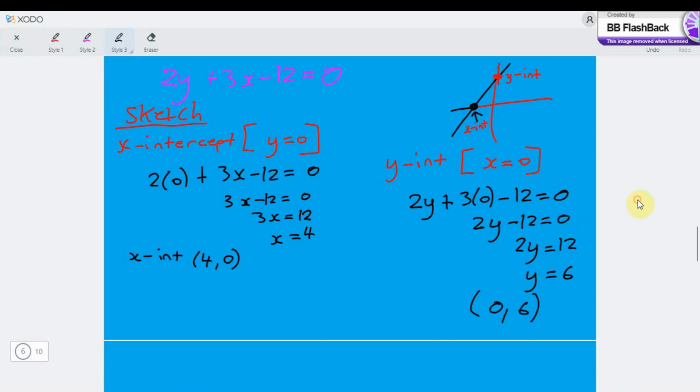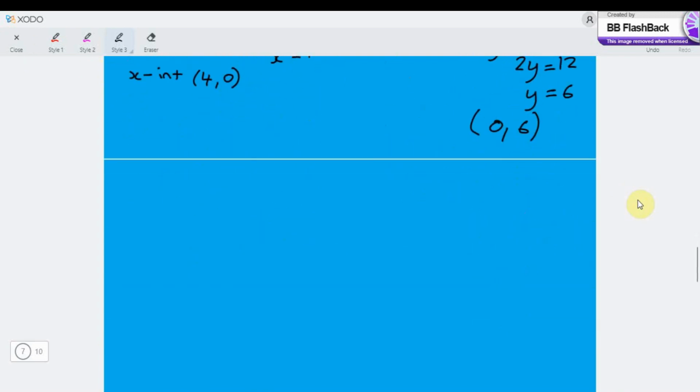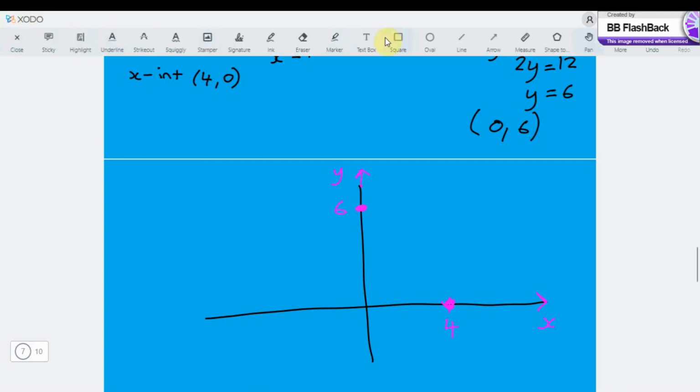Now you can sketch your graph. To sketch your graph, all you're going to do is put on your x-intercept first, then put on your y-intercept. This is your y-axis, this is your x-axis. Your x-intercept is the point 4, 0, so the x value is 4 and the y value is 0. For your y-intercept, the x value is 0 and your y value is 6, somewhere up here. Then you draw a straight line passing through your x-intercept and your y-intercept, like this.